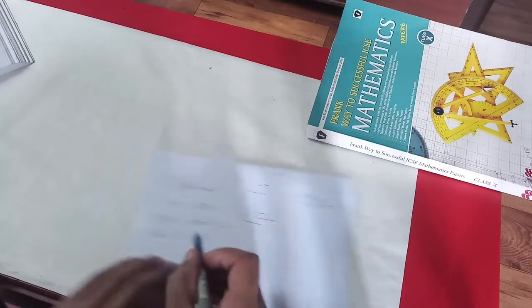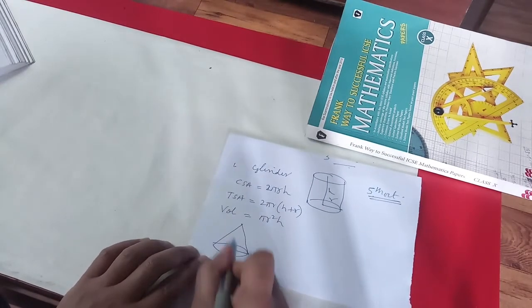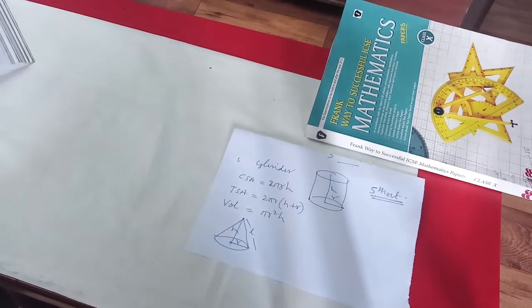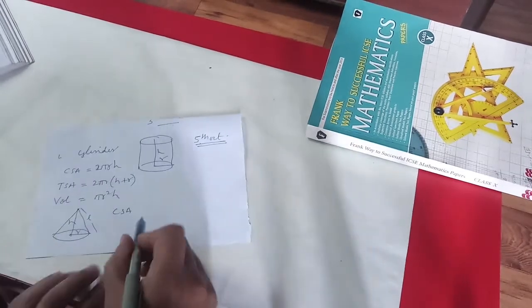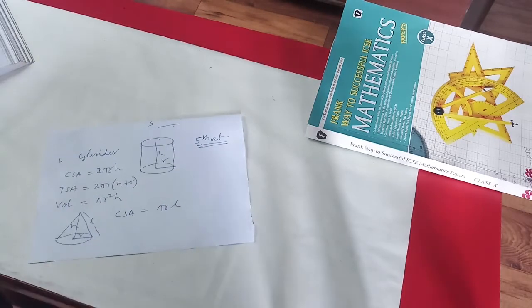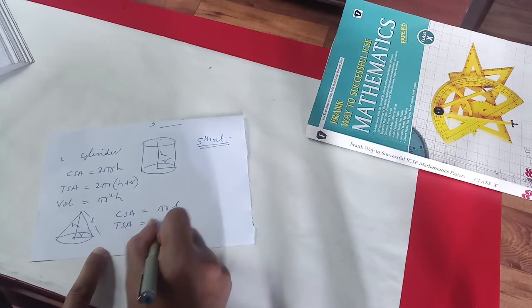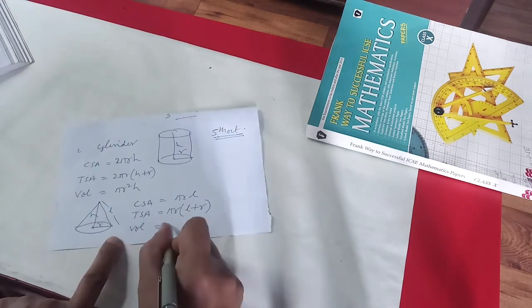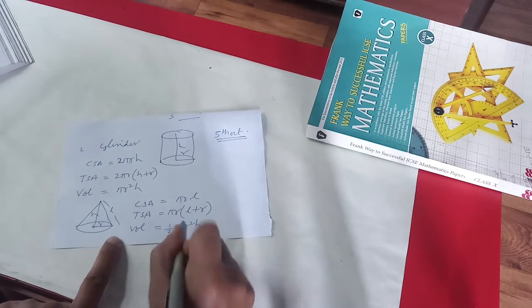Then in the second one we discussed the cone. In the cone you have a radius, a height, and one more nomenclature, the slanting height. Here also we found the curved surface area, which was pi rl, where l is the slanting height. The total surface area was pi r (l plus r). Then the volume will be 1/3 of the volume of the cylinder.